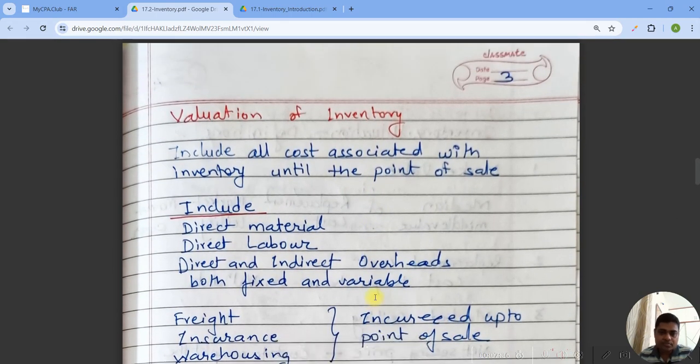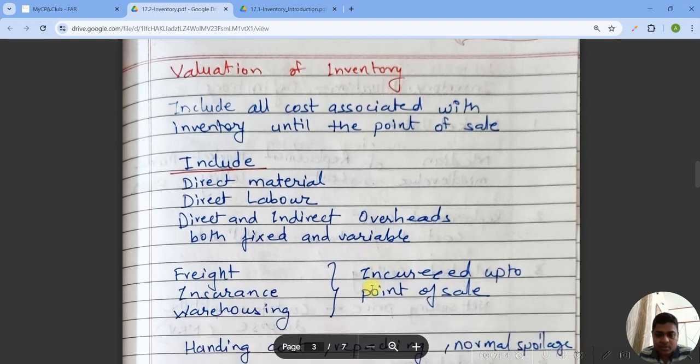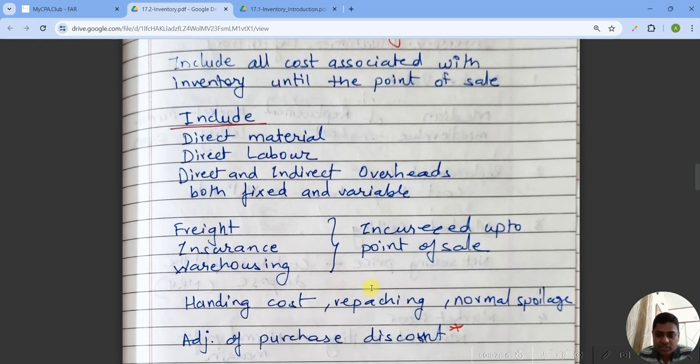Now we'll see what all things are included in the valuation of inventory. Valuation of inventory includes all costs associated with inventory until the point of sale. What is included is direct material, direct labor, direct and indirect overheads, both fixed and variable. Then freight, insurance, and warehousing incurred up to the point of sale.